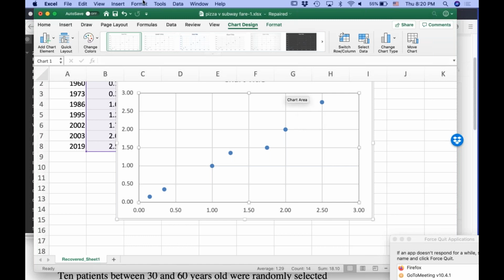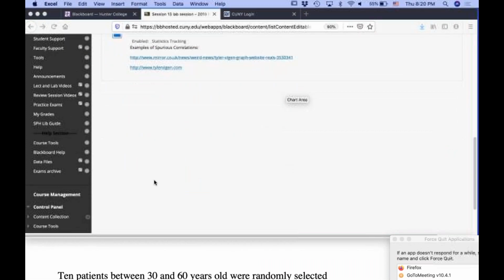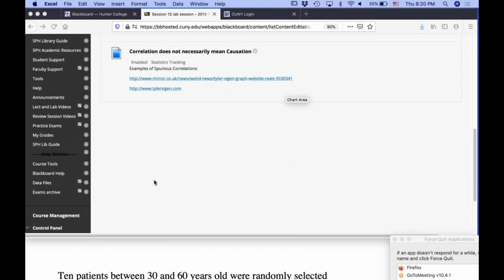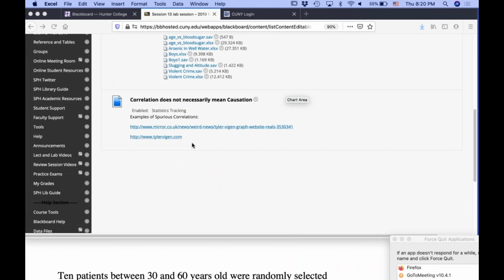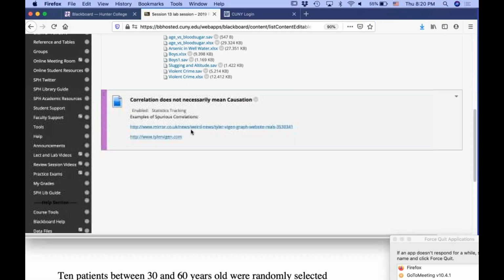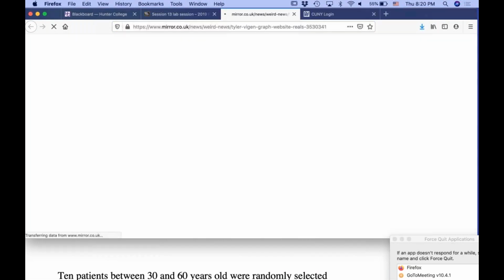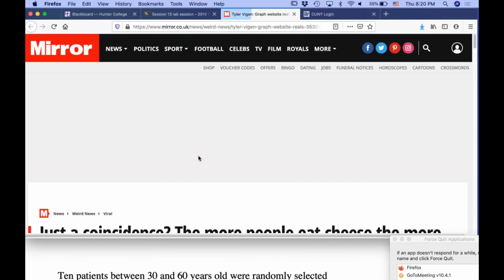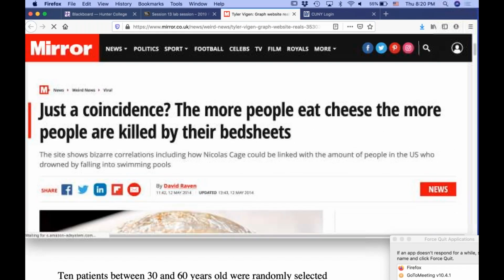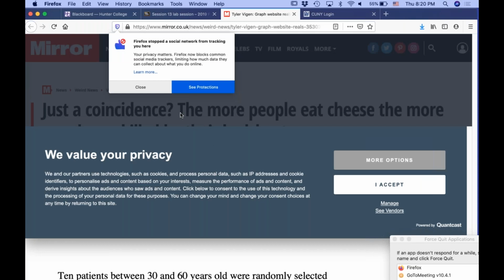Just for entertainment value, there is this guy called Tyler Vigen, and he has a website, Spurious Correlations. And he's found all of these different correlations. So the more people eat cheese, whoops.